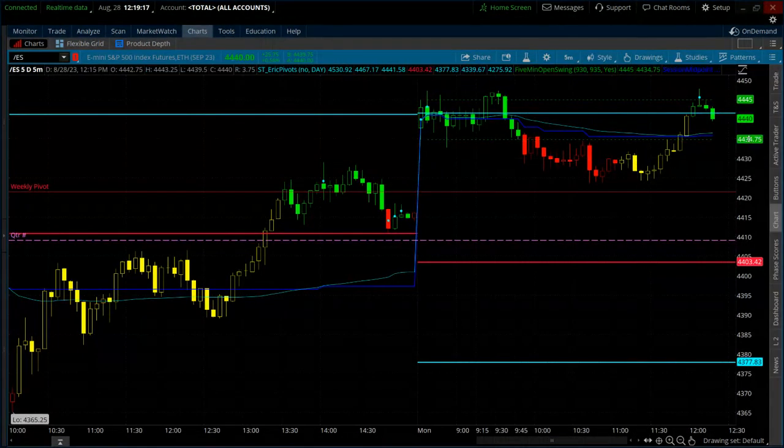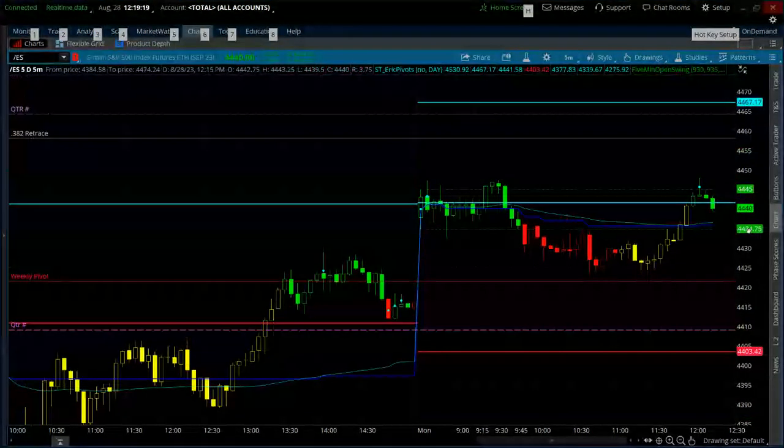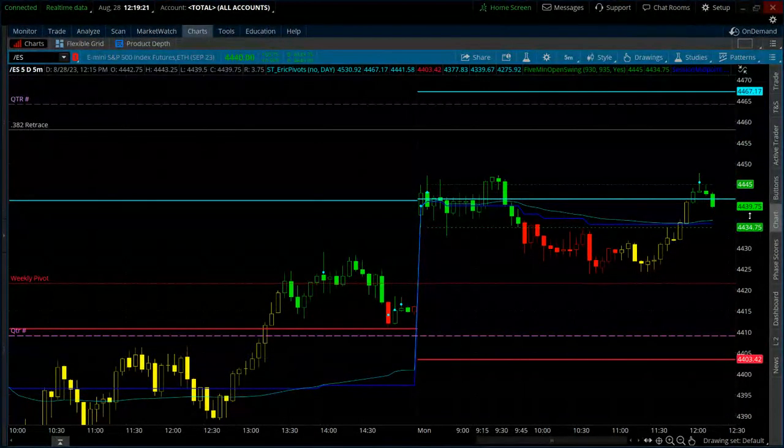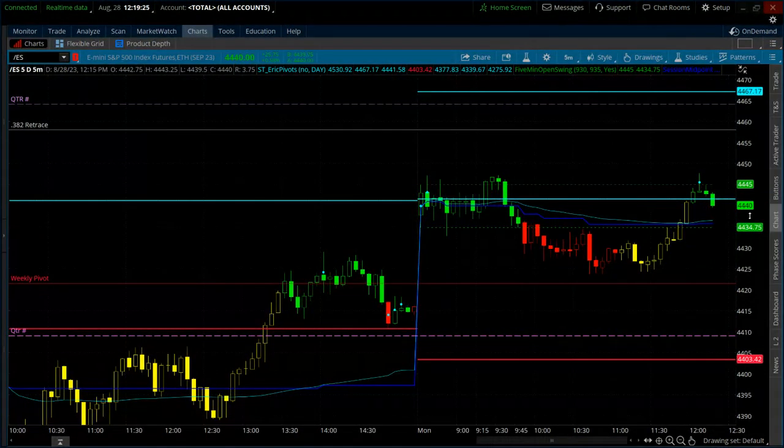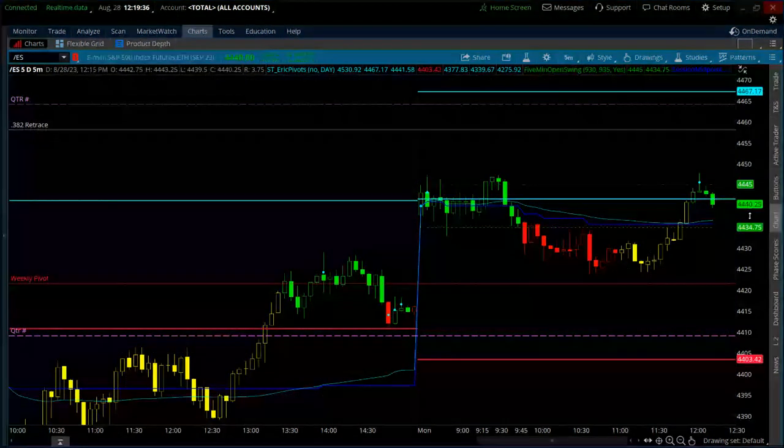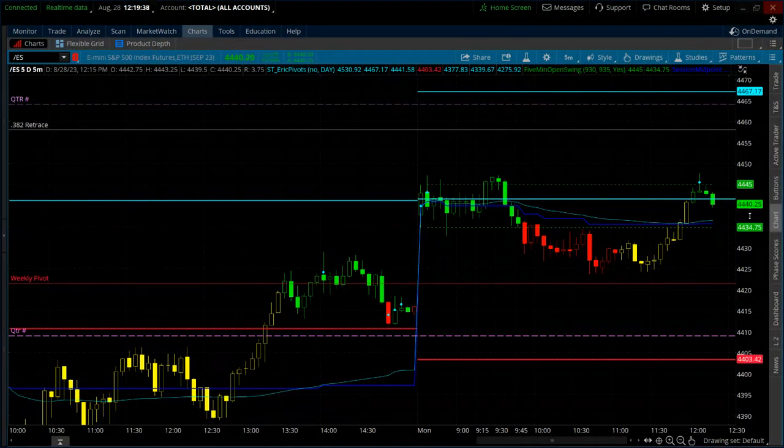Okay, so that is the first chart that I showed you that had the pivot points, the open range, the midpoint, and the VWAP, along with a trend candle that I've chosen to include. Like I said, you don't have to, but I chose to put that on there.